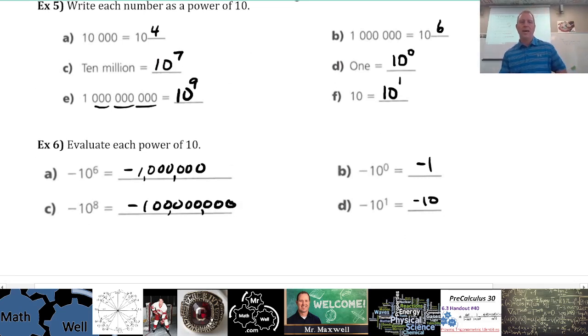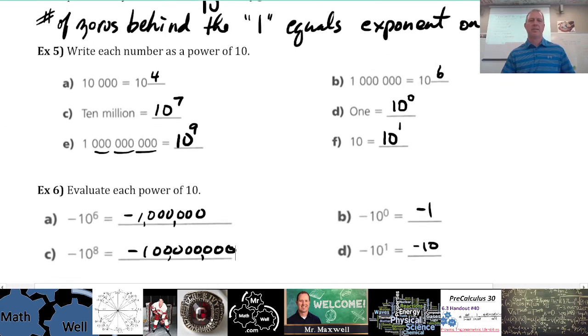Okay, so they're all negative, and just put a 1 followed by however many zeros the exponent is. Okay, questions? Any questions on this? Hopefully this is making sense.